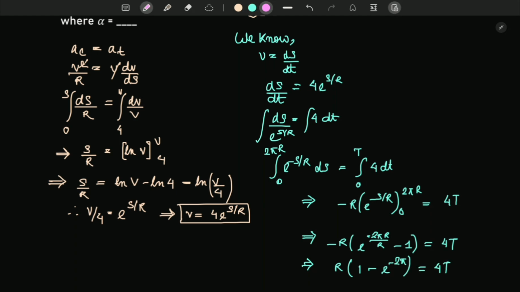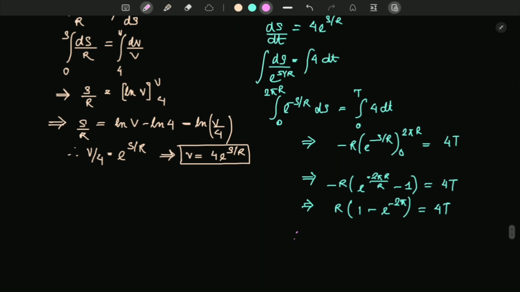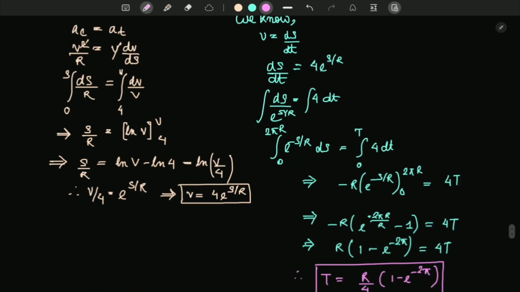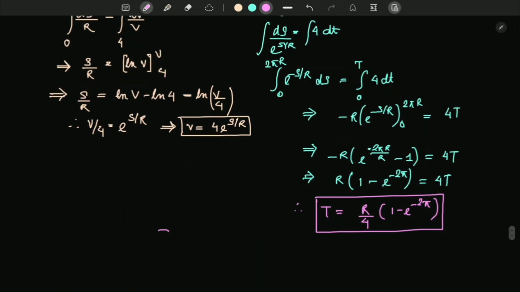Now I am getting the relation of time period. Therefore t equals r by 4 times 1 minus e to the power minus 2 pi. Now if you observe carefully, I have got this relation, and this is similar to that asked in the question. So equating these two, I will find out alpha. So from our relation I can say, thus 1 by alpha equals r by 4.